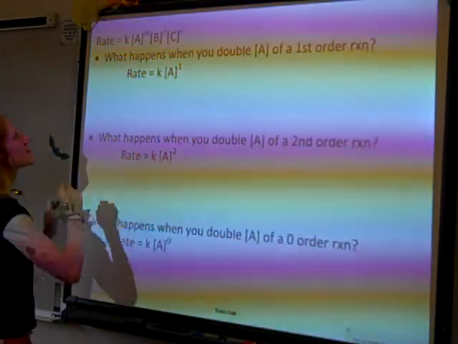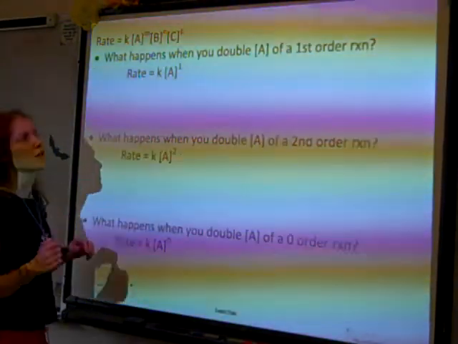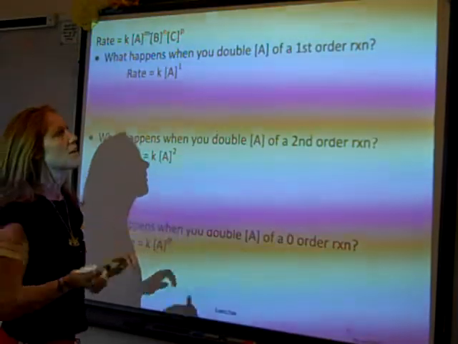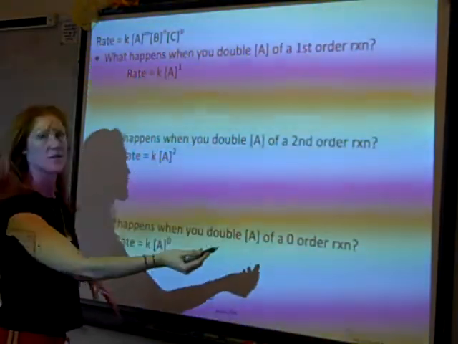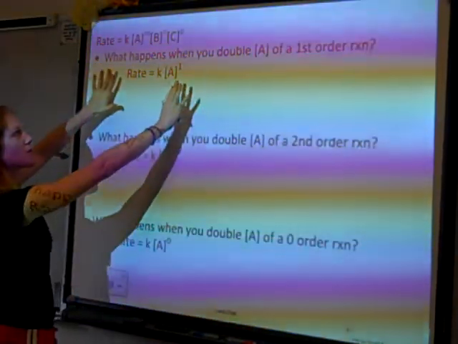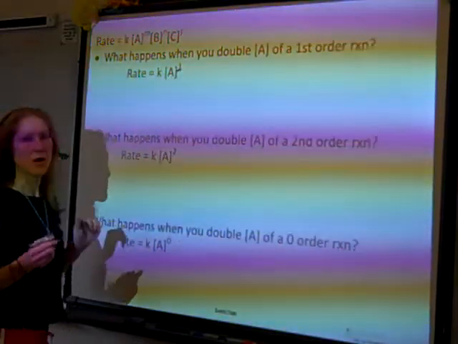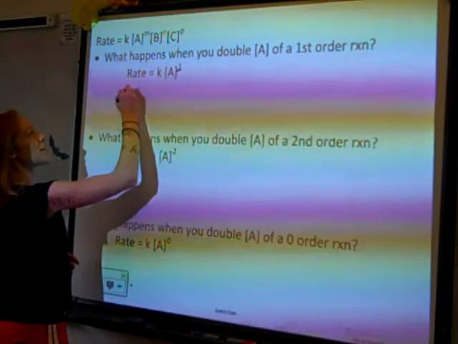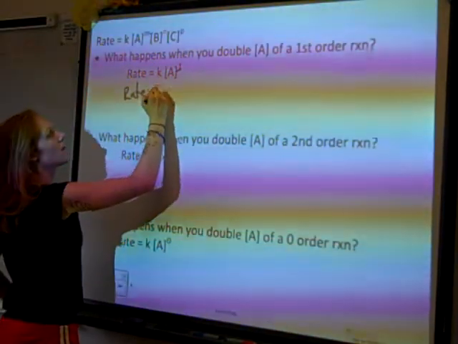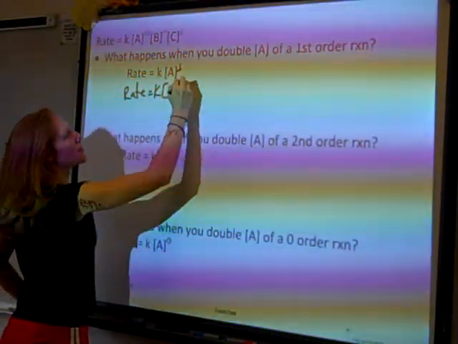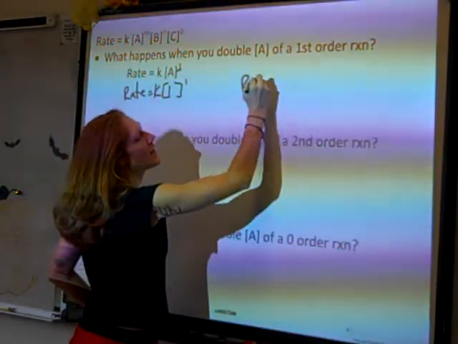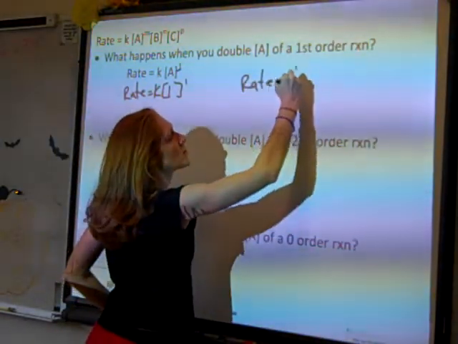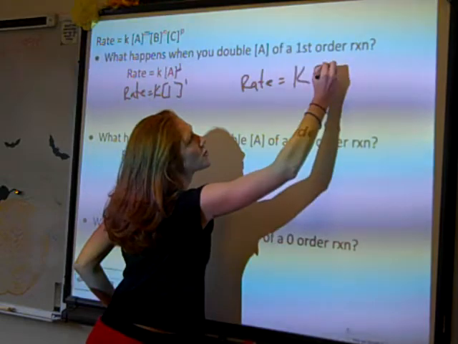Let's see what happens to the rate of a reaction if you double the concentration of a first order, a second order, and a zero order reaction. So first let's look at the first order. It's first order because this is raised to the power of 1, and I'm going to go ahead and double my concentration of A. So I'm going to try to calculate the rate when the concentration is 1, and I'll try calculating the rate when I double the concentration. So now the concentration is going to be 2.